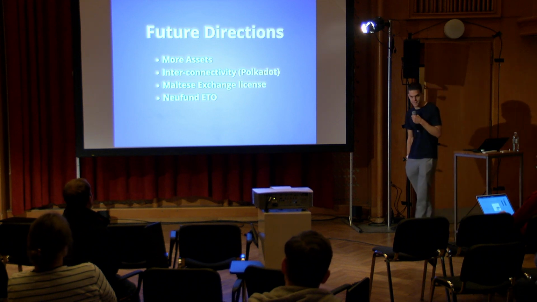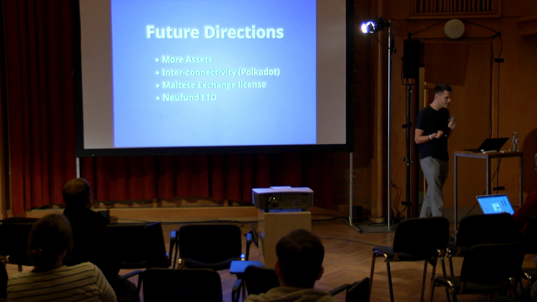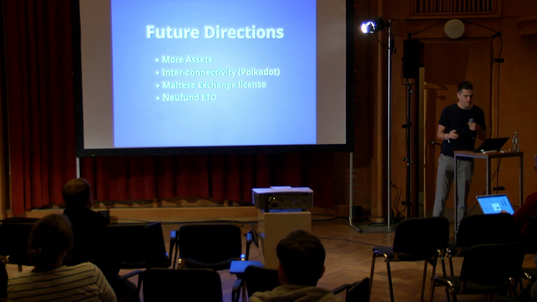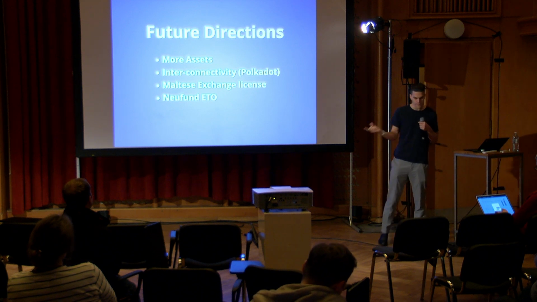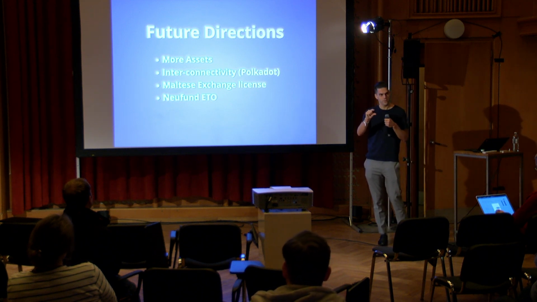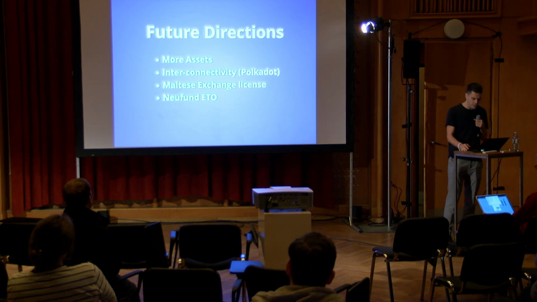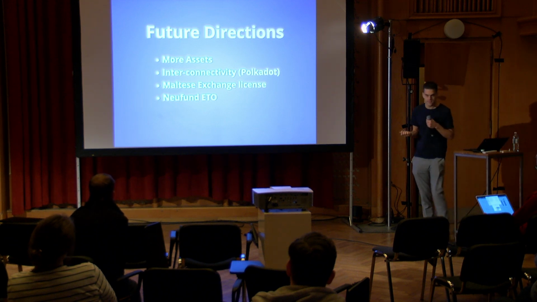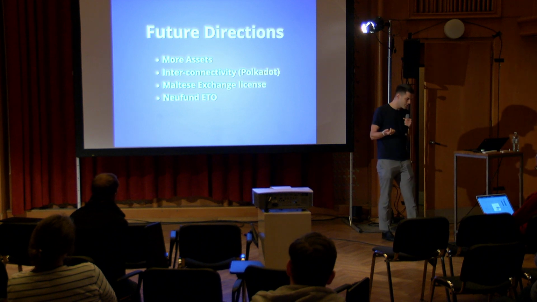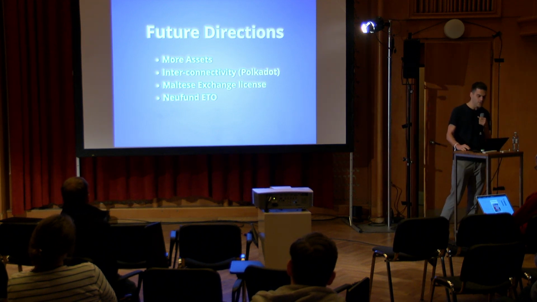Then future directions. We're looking to integrate more assets. Currently we have NIMIC and Ethereum. We want to remove the biggest UX bottleneck, which is that Bob needs to return to the exchange to finalize the swap. For this, we're looking at Polkadot. Then we set up a Maltese entity, which we're going to pursue, getting a proper exchange license, and we're going to do a Neufund DTO for it.